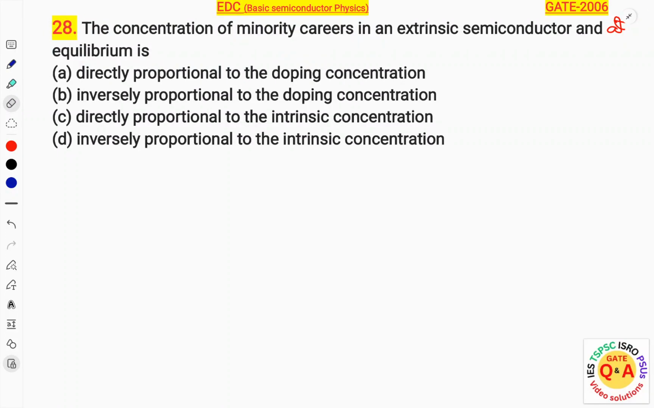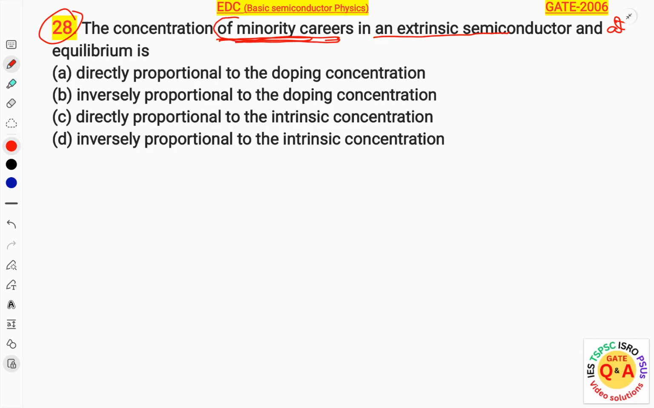Question number 28. The concentration of minority carriers in an extrinsic semiconductor and at equilibrium is given. Three words in this we need to remember.